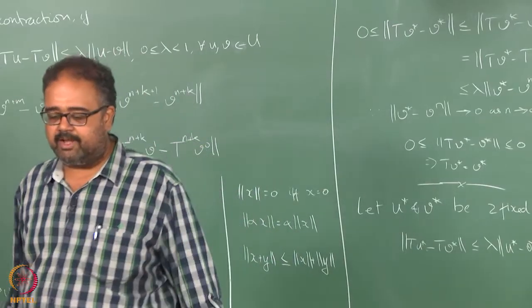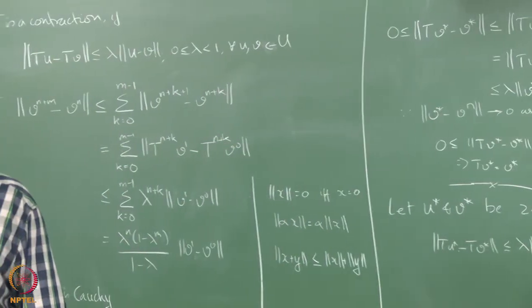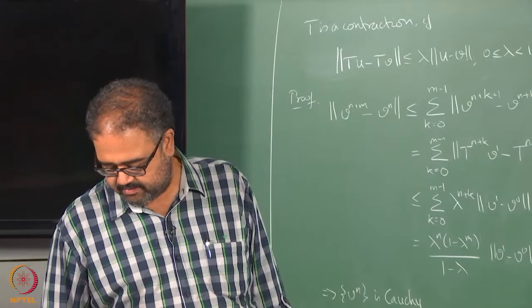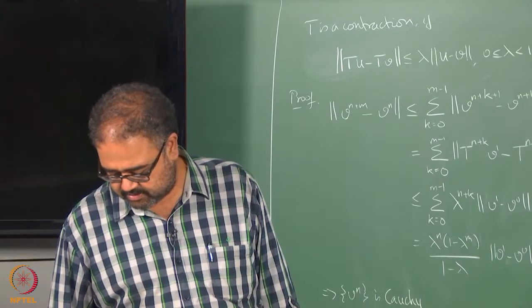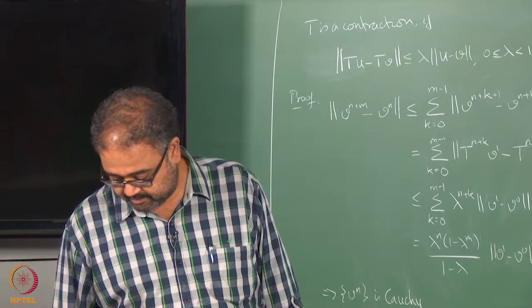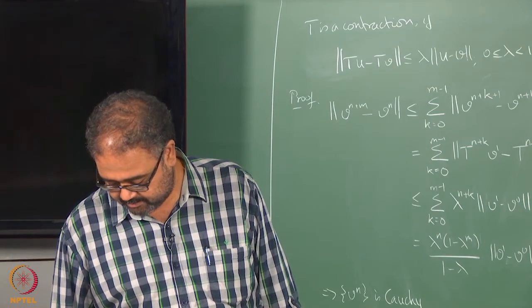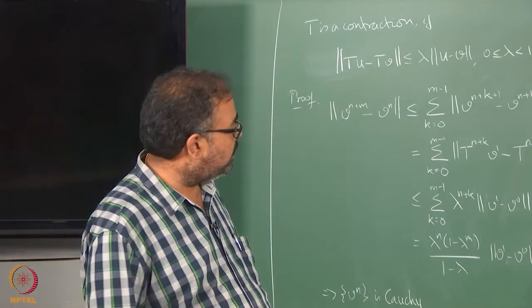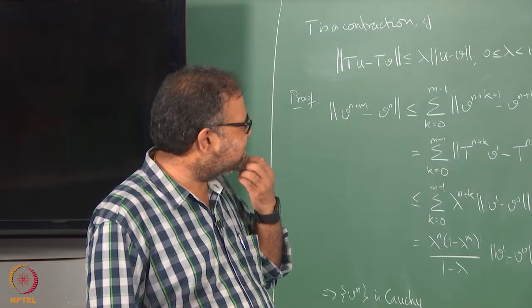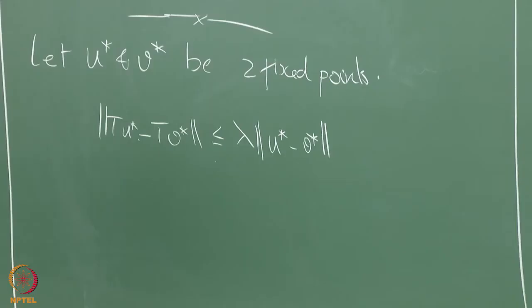For non-zero lambda, that is satisfied only if v star equals u star. Oh, sorry, no. If lambda is not 1, then it is satisfied for, yeah. So even if lambda is 0, it has to be that u star is equal to v star.